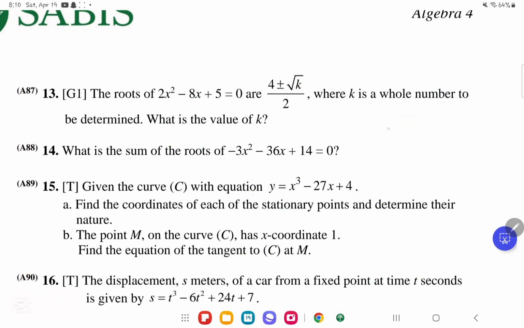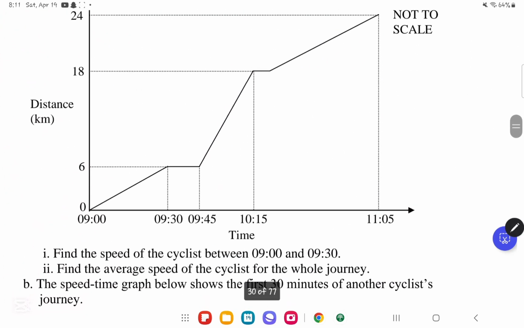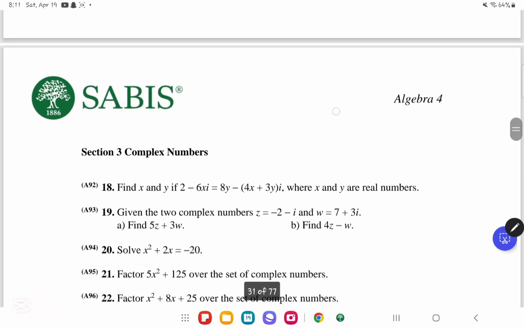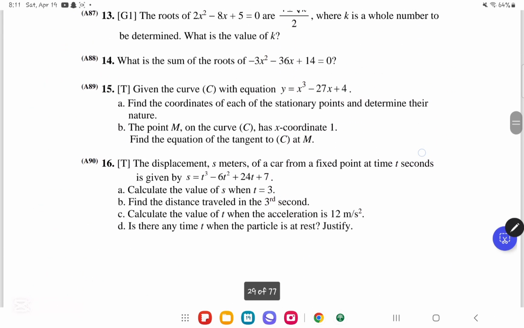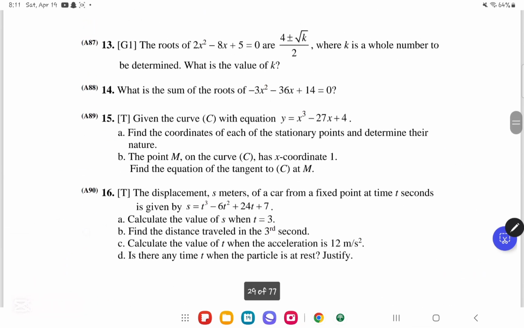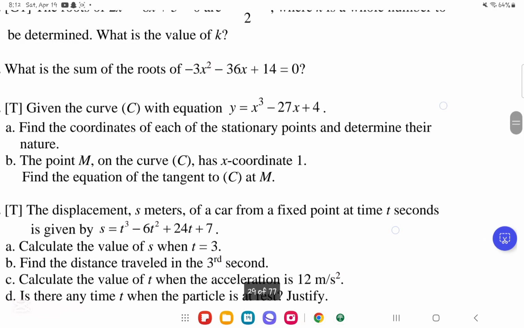Okay? We move on to question number 17. We don't have the others, although we have this question over here. Okay? So over here they said, hold on, let me check. I don't know why 15 and 16 are not included. They're very, very important, but I'm gonna bring them because they're honestly very important. So they said, given the curve C with the equation y is equal to x to the power of 3 minus 27x plus 4, they said find the coordinates of each of these stationary points and determine their nature.